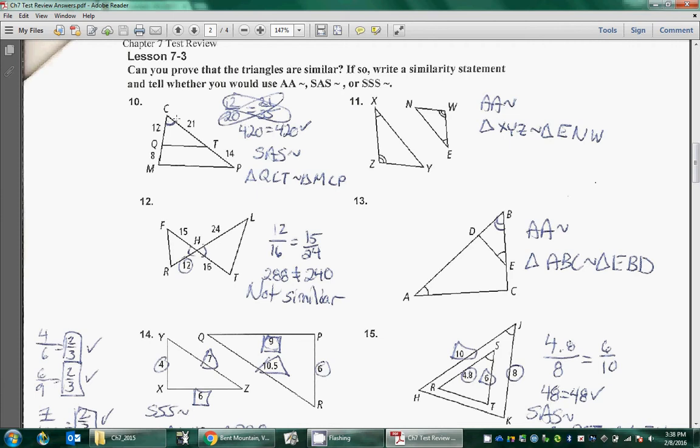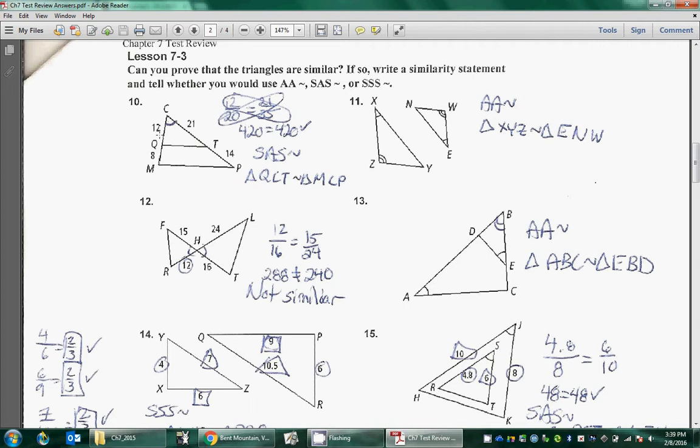So there are 2 ways you can do this. You can either reduce the fractions, like I did down here, and make sure the scale factors are the same, or you can cross multiply. If the numbers are equal, you know their scale factors have to be the same. The problem, though, is that this only gives me 2 pairs of sides.